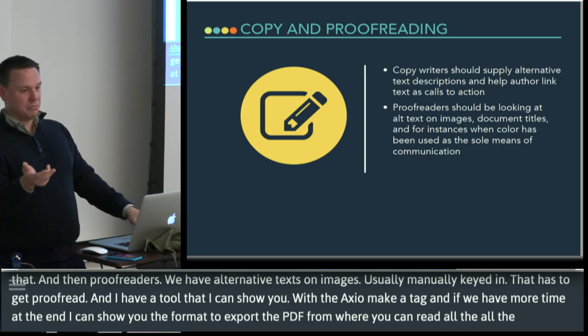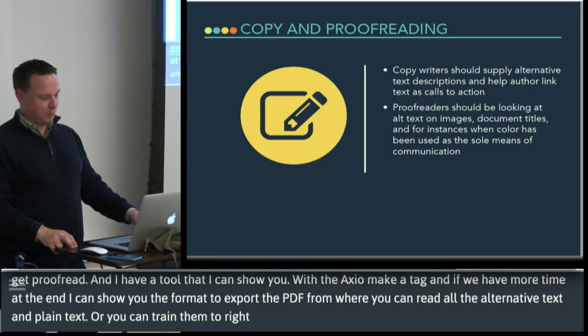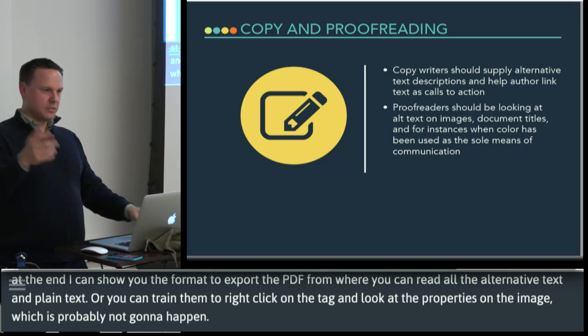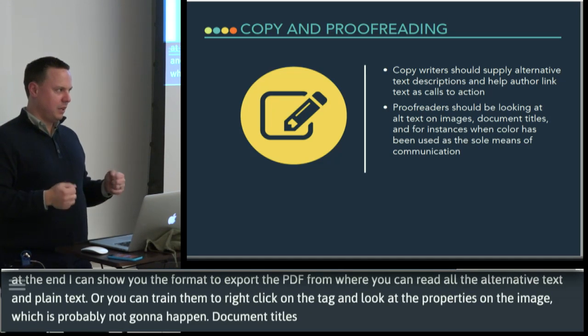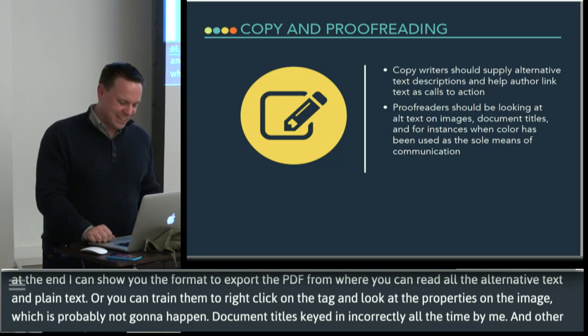Or you can train them to right-click on the tag and look at the properties on any image, which is probably not going to happen. Document titles, keyed in incorrectly all the time by me, and other areas that can go wrong in that.